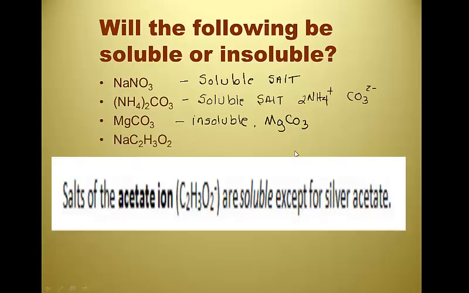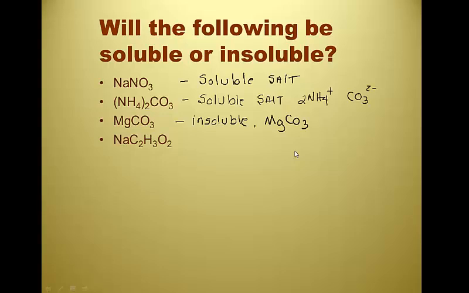Sodium acetate. Salts of the acetate ion, which sodium acetate is, are soluble except for silver acetate. That's not silver acetate, therefore it is a soluble salt. And a soluble salt dissociates 100% into its representative ions. Remember, these are aqueous. This is what's happening in water.